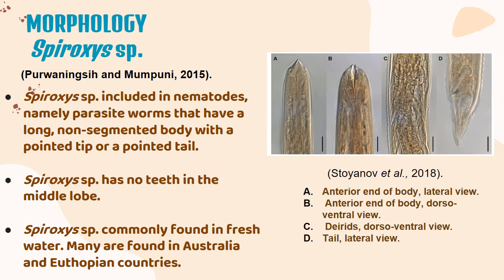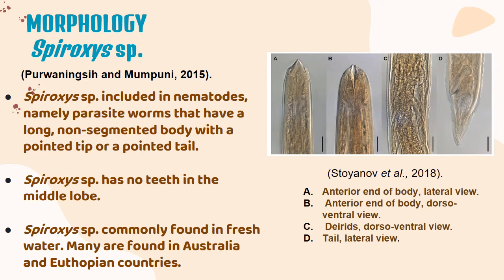Spiroxys sp. Morphology of Spiroxys sp. Purwaningsih and Mumpuni 2015. Spiroxys sp. is included in nematodes, namely parasitic worms that have a long, non-segmented body with a pointed tip.